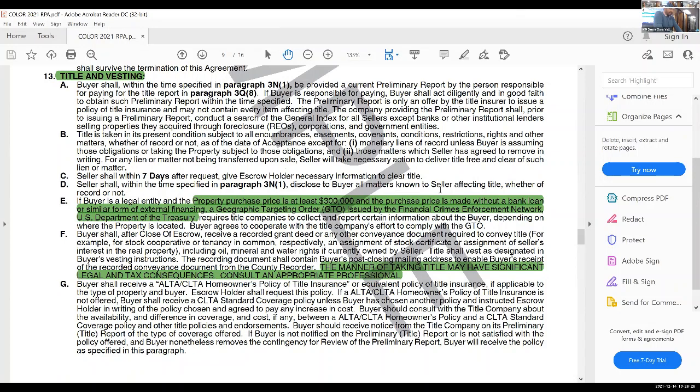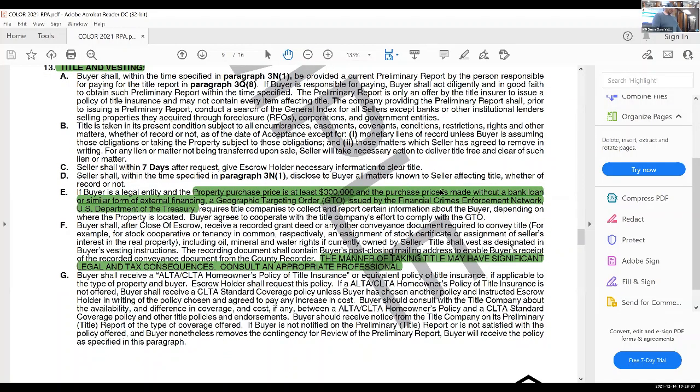All right, title investing has to deal with how the buyers want to take title in the property. They're going to specify that in escrow.